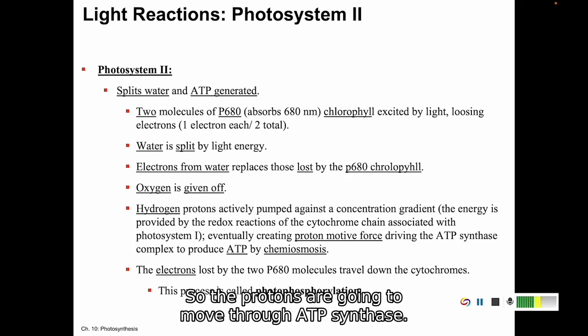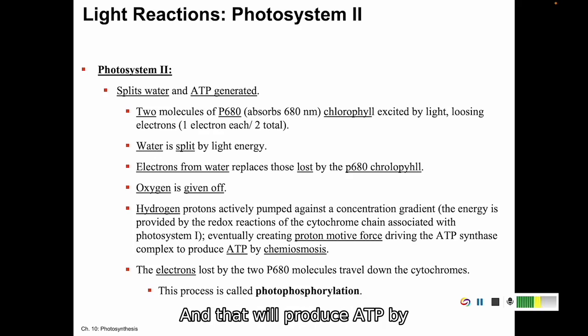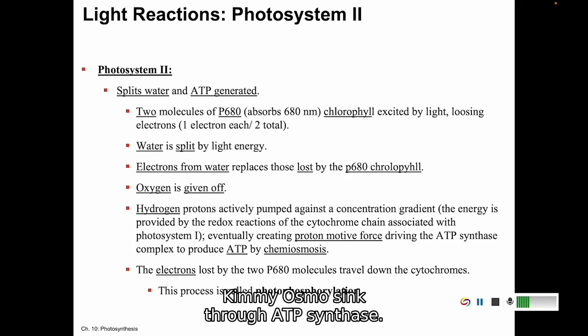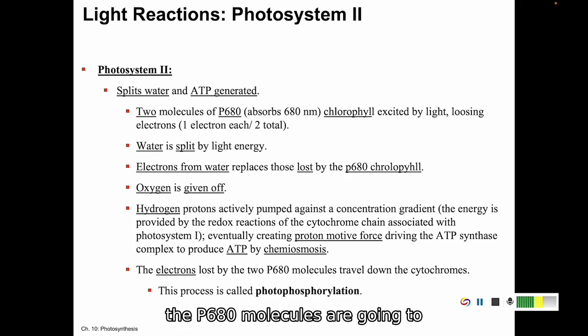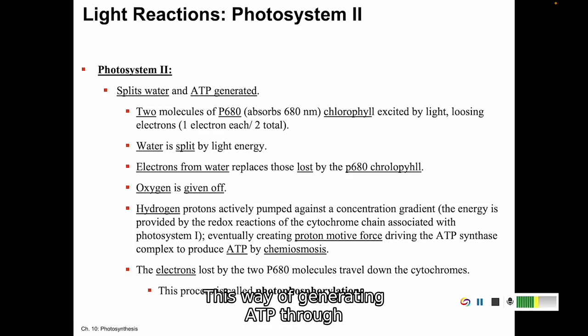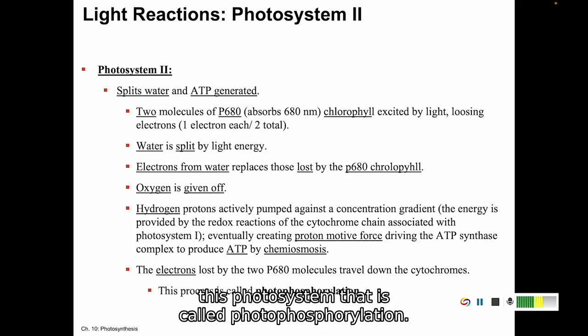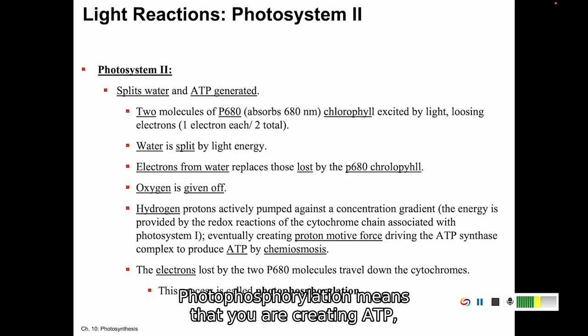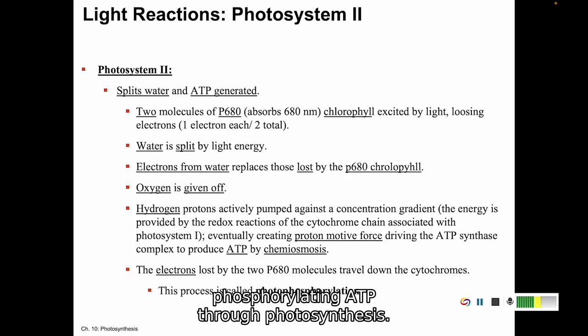So the protons are going to move through ATP synthase, and that will produce ATP by those protons going through chemiosmosis through ATP synthase. Those electrons that were lost by the P680 molecules are going to travel on down the cytochromes. And this way of generating ATP through this photosystem is called photophosphorylation. Photophosphorylation means that you are phosphorylating ADP to create ATP through photosynthesis.